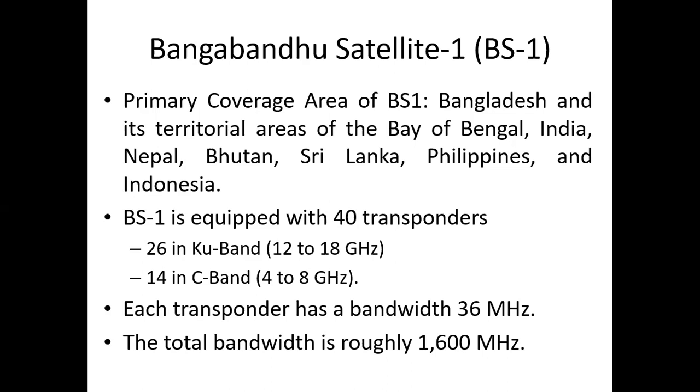So anyway, our satellite operates in C and Ku band. Each transponder has a bandwidth of 36 megahertz, and the total bandwidth is roughly 1600 megahertz.